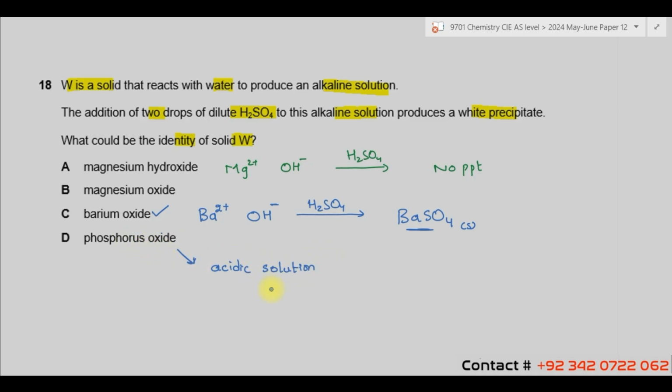P2O5 or P4O10, it can form H3PO4. So this is not an alkaline solution, it is incorrect. Correct option is C.